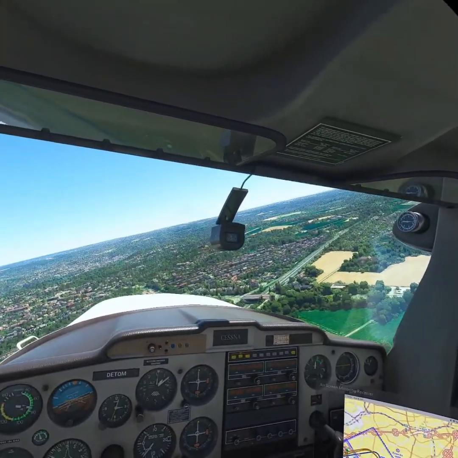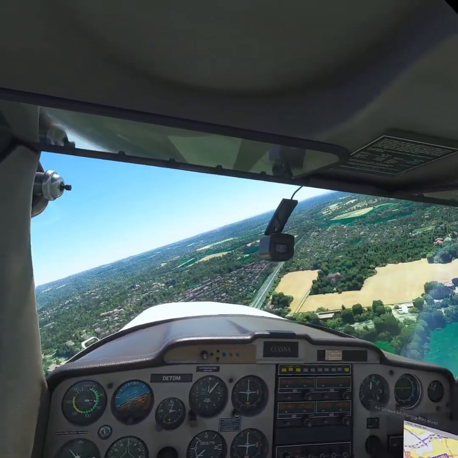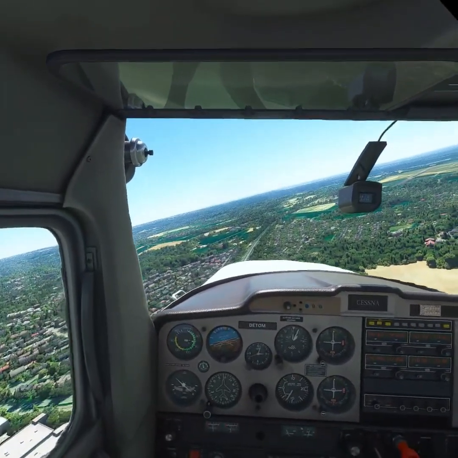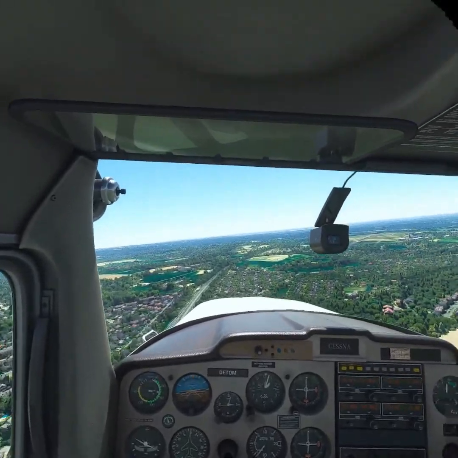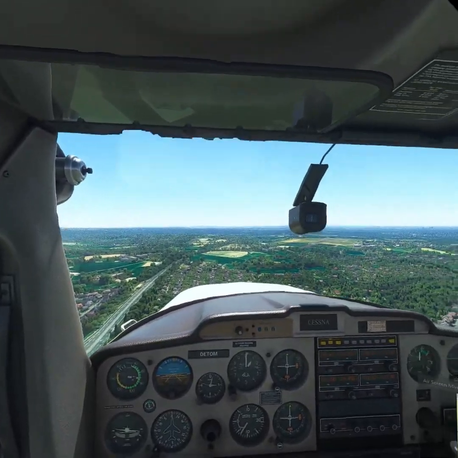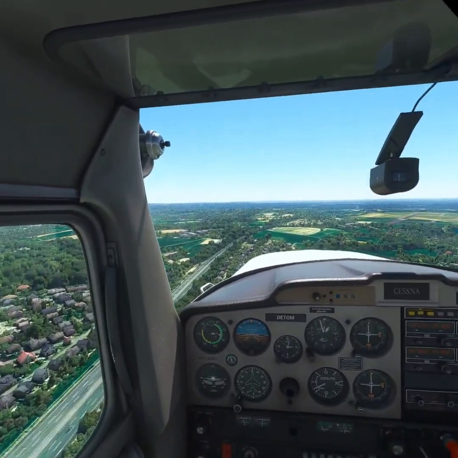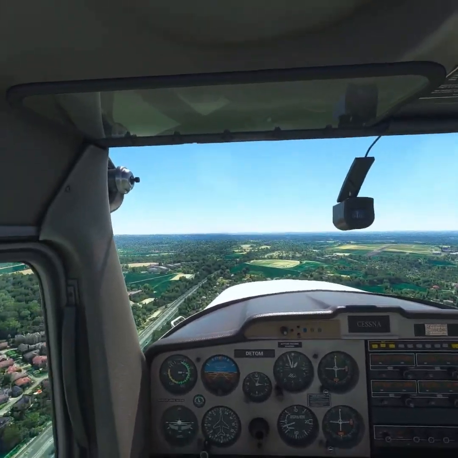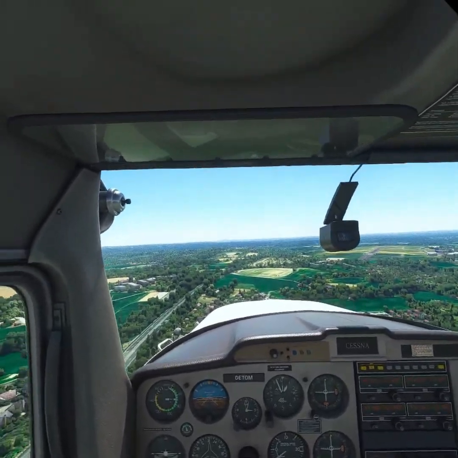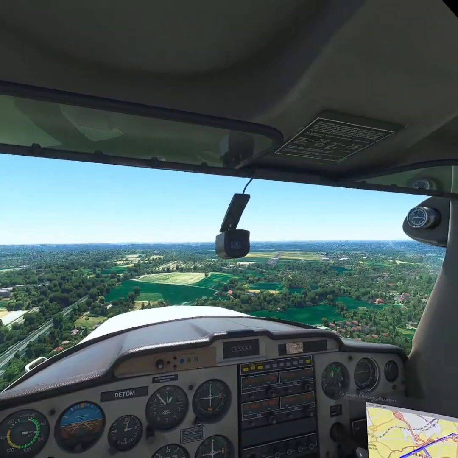So I'm gonna avoid that like this. So heading 210. We are doing at this point around 70 knots. The last turn needs to be a little faster, so I will do my last turn with around 70 knots and then open my last flaps.